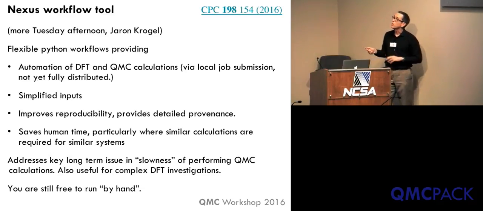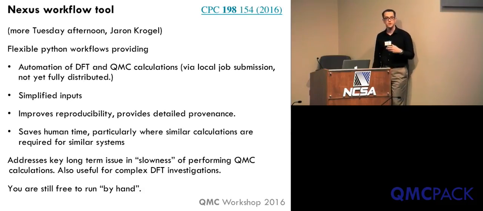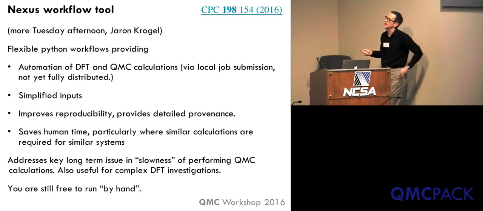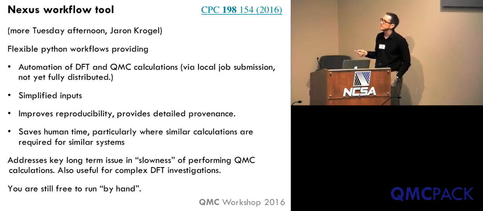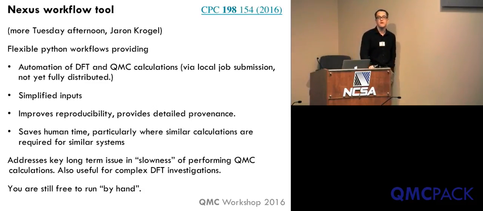So we have a lightweight sort of Python-based workflow tool, and this helps automate DFT and quantum Monte Carlo calculations. It can submit jobs locally. It doesn't do global submission to remote machines yet. And this gives you quite a few benefits: simpler inputs, reproducibility and provenance, and it saves a lot of human time. So a while ago, I did a study in a lot of carbon fullerenes, and that meant doing about 20 calculations on 20 different molecules. And they were all very, very similar and used almost entirely the same computational recipe.